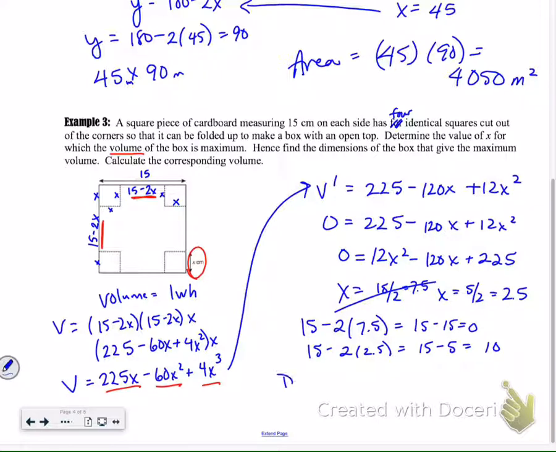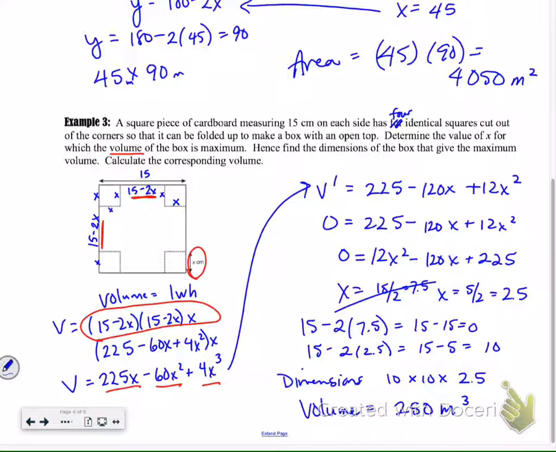So the dimensions now is a 10 by 10 by 2.5 because my dimensions were right here, length, width, height. Okay. Now for my volume, you just multiply those three numbers together. 10 times 10 is 100 times 2.5 gives me 250 meters cubed because we're dealing with volume.